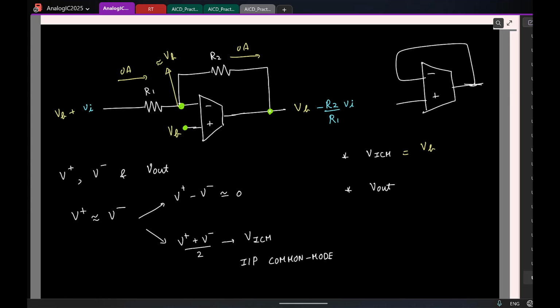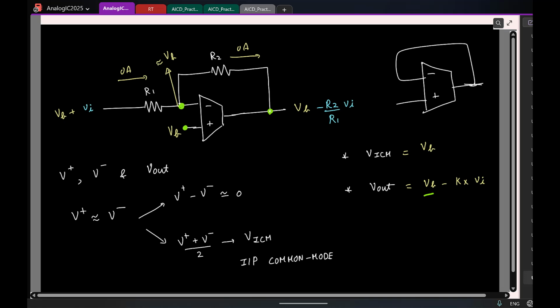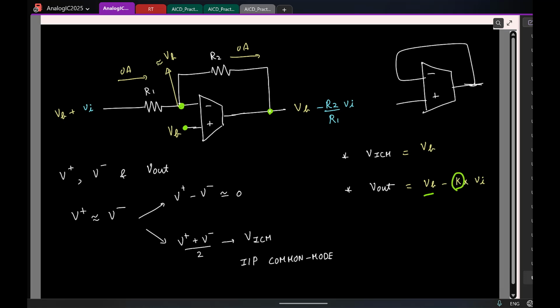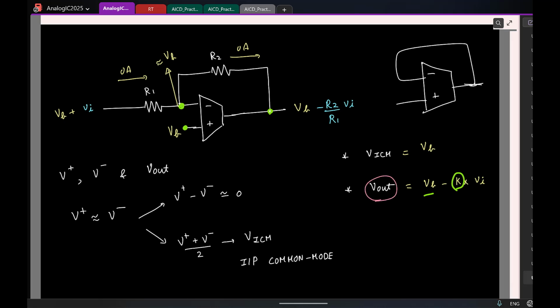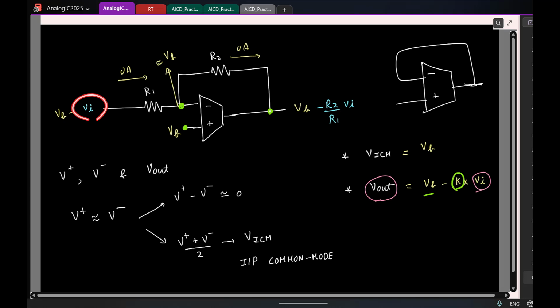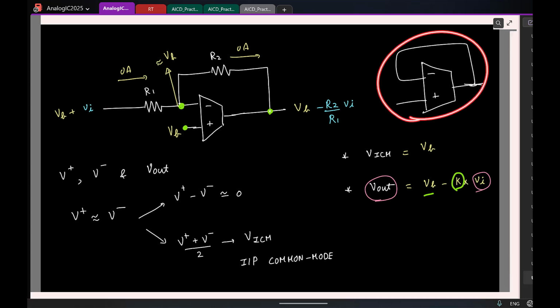Similarly for Vout, what is the Vout in this particular example? This is VB minus some gain times VA. So I already know what is the range I can have for VB, and I know what is the gain I'm going to use. So if I know the range of voltages I can have for Vout, even the input I can apply, you know. Okay. So similarly, if I use it in this circuit, VICM will be different.